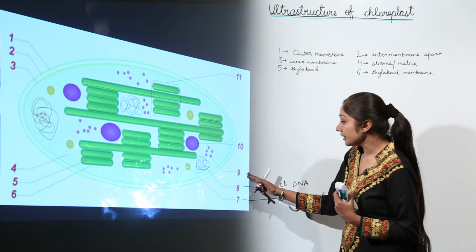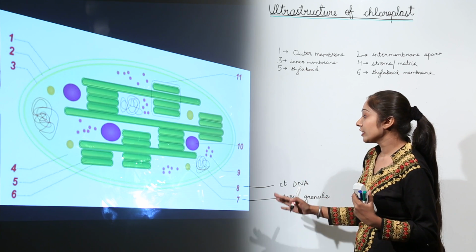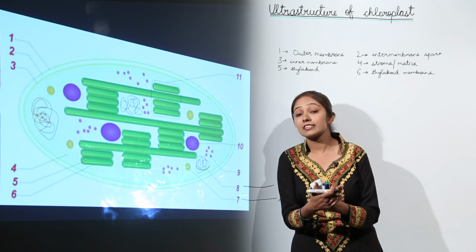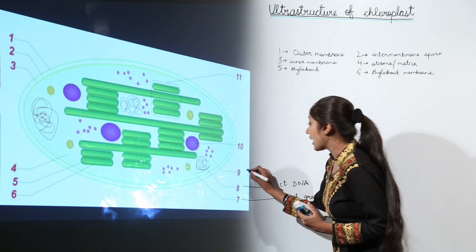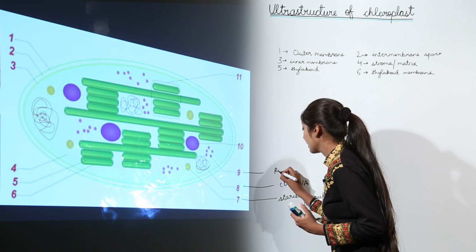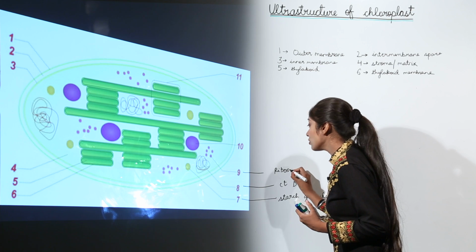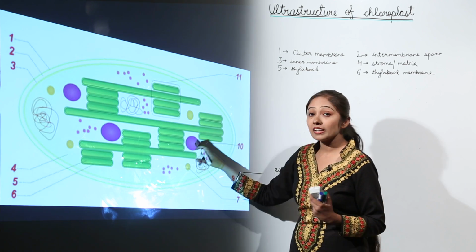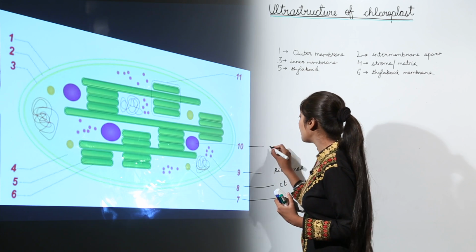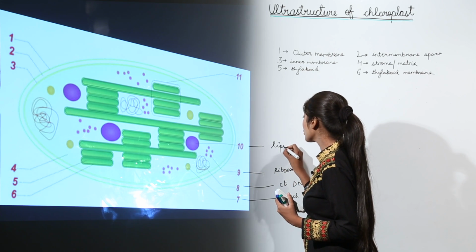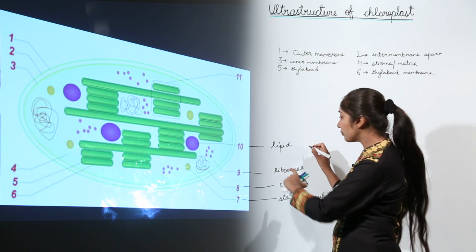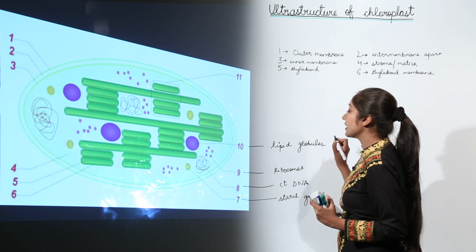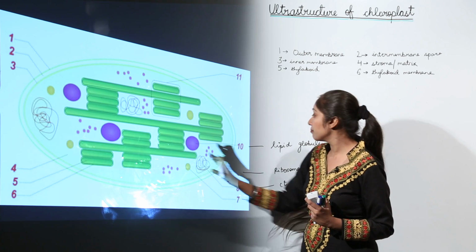Moving on to number 9. Besides starch granules, we also have what? Very important active organelles. Which are those? They are the ribosomes. Moving on to number 10. We also have what? Lipid granules. We have lipid globules. Not call them granules, lipid globules. Okay, lipid globules in the chloroplast, stroma or matrix.